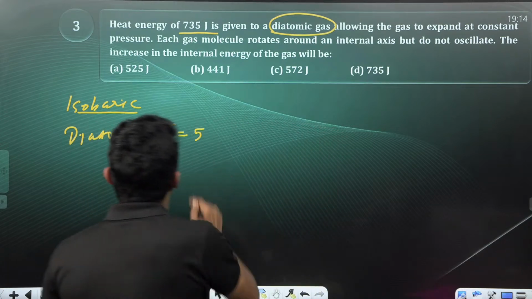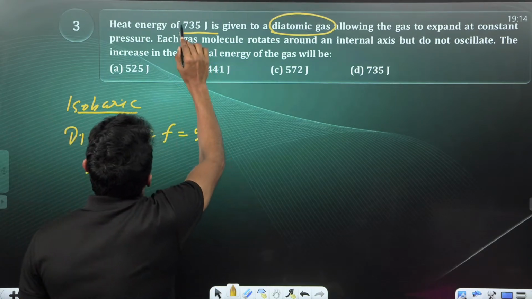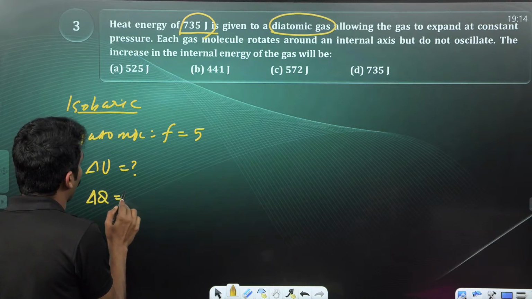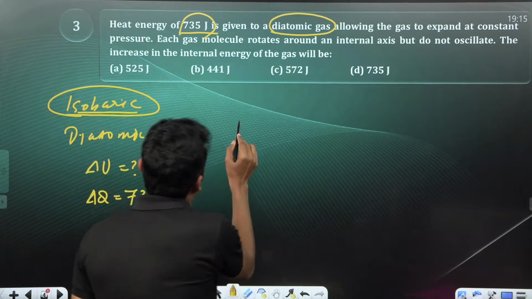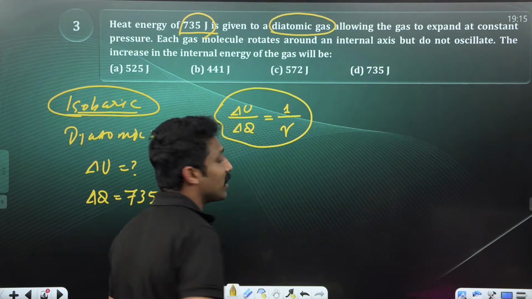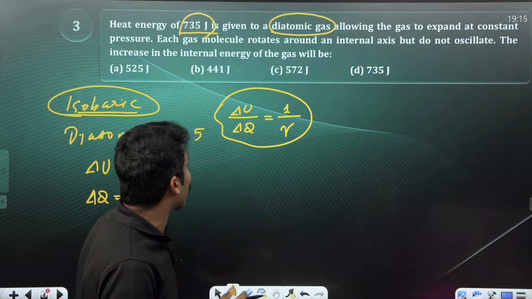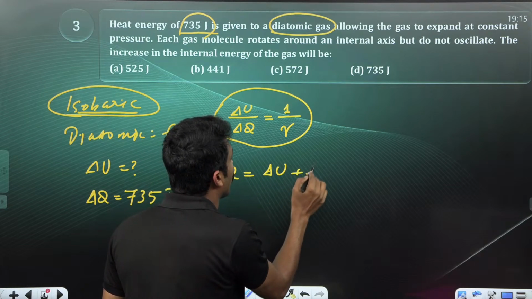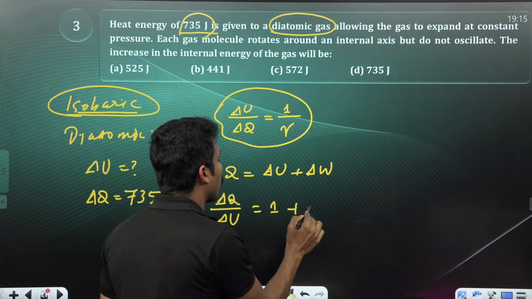Now, what is the increase in the internal energy of the gas? Listen, this term, 735 joule, is the amount of heat energy supplied. The amount of heat energy supplied is delta Q equal to 735 joule. Now, in the case of an isobaric process, there is a ratio that delta U divided by delta Q is equal to 1 by gamma. We need to study this expression. This is obtained from the first law of thermodynamics: delta Q is delta U plus delta W.